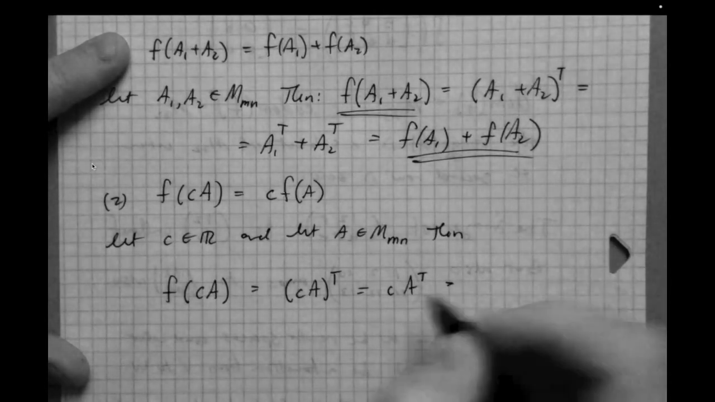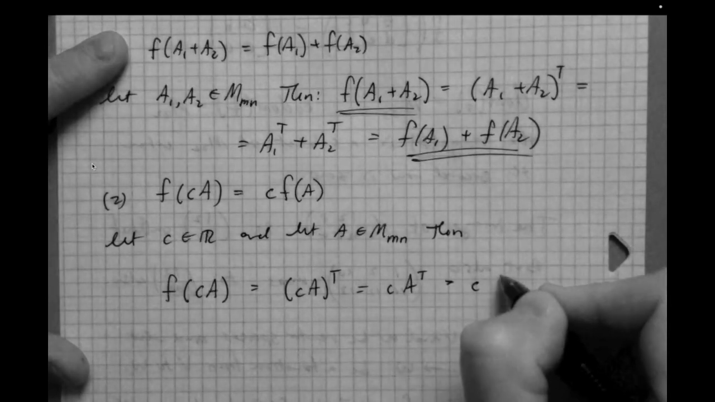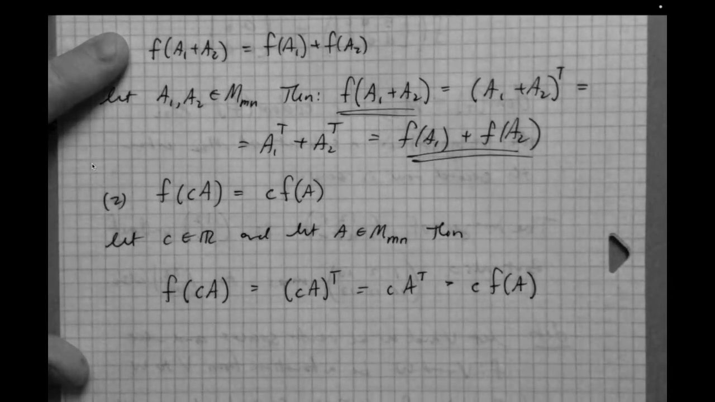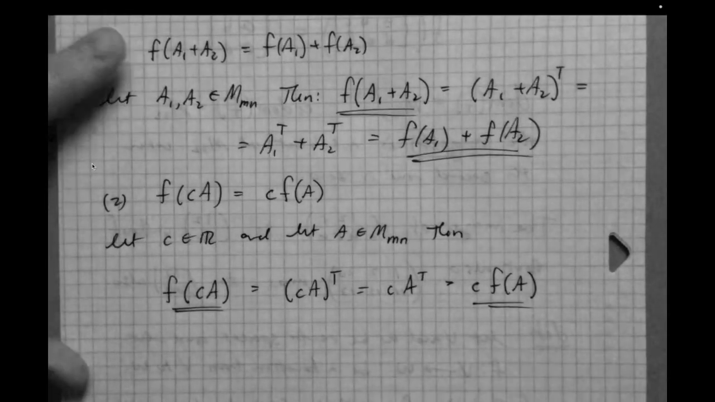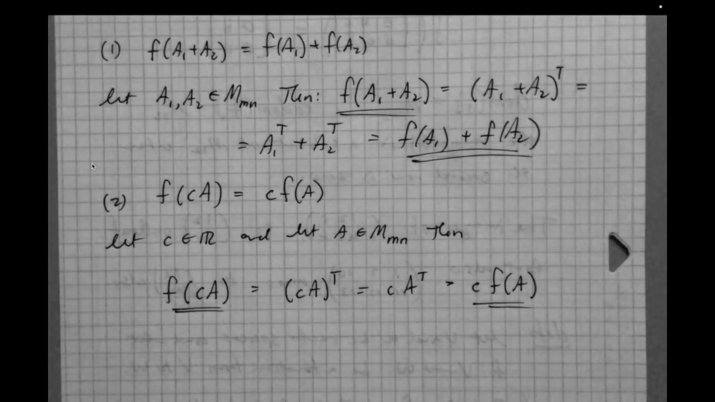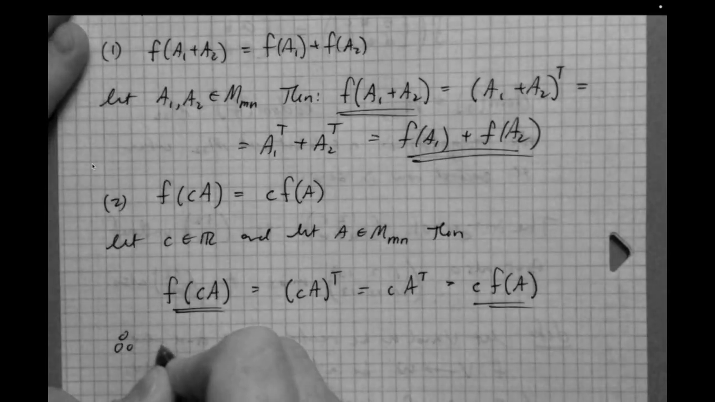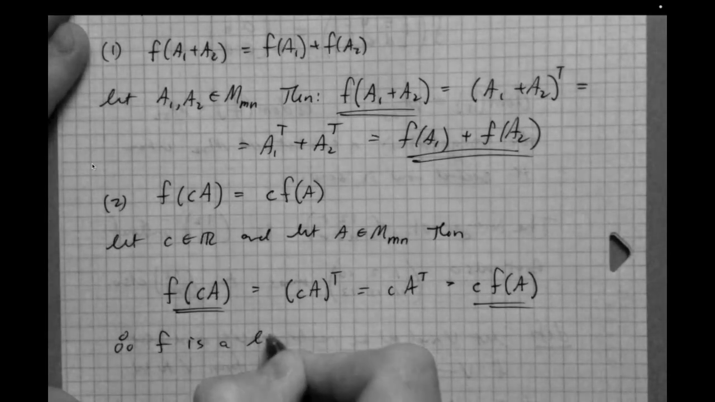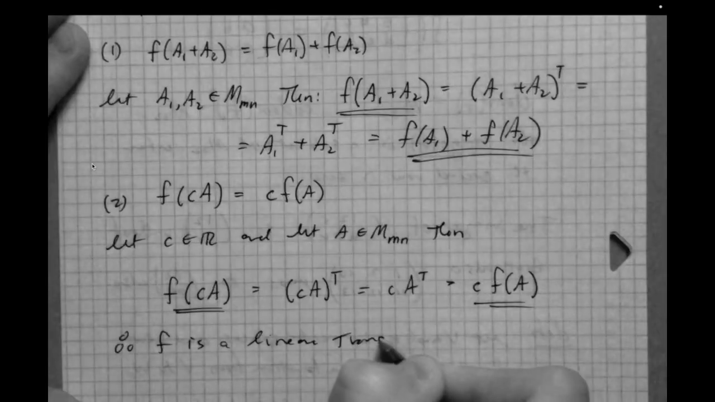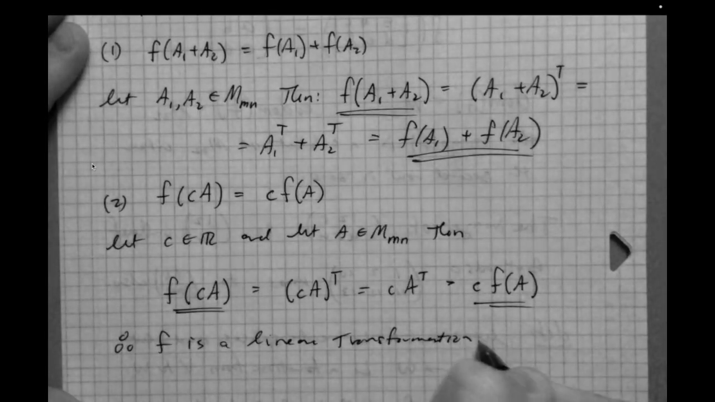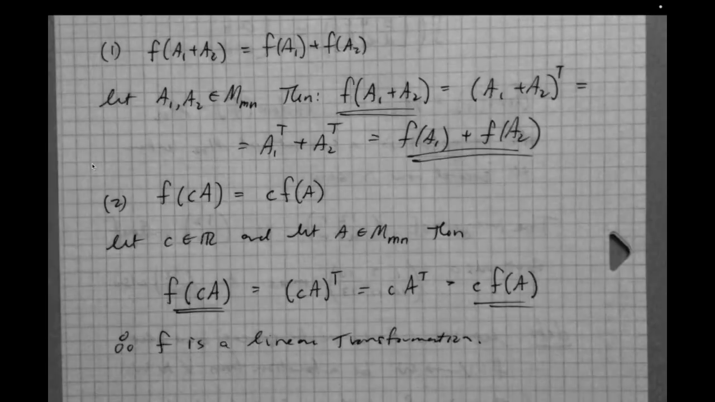Okay, and then we know, of course, that A transpose is just F applied to A. Okay, and so naturally we get the equality that we seek. Okay? And so because of these two properties being true, we can therefore say F is a linear transformation. Right? It's a function between two vector spaces which preserves vector addition and scalar multiplication. Okay, so F is a linear transformation.